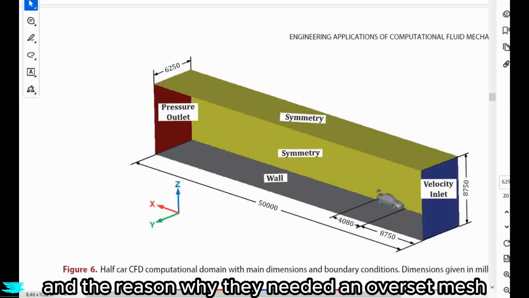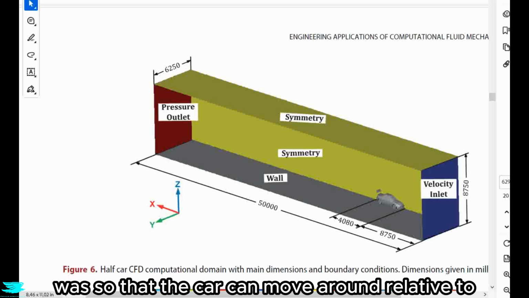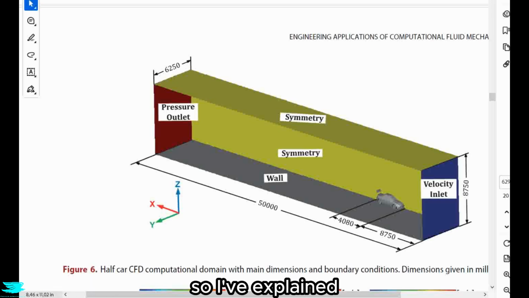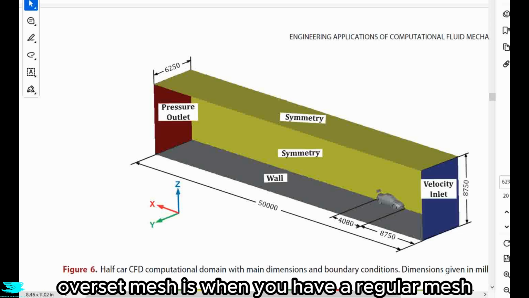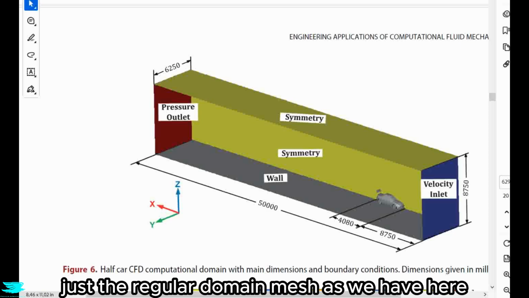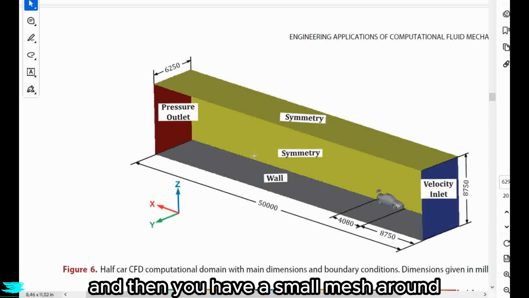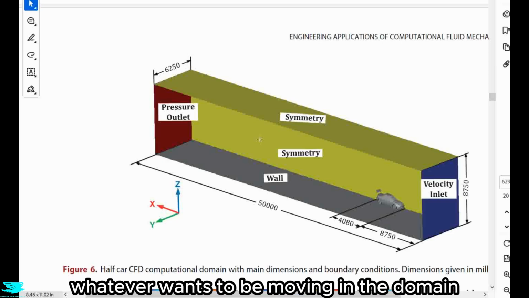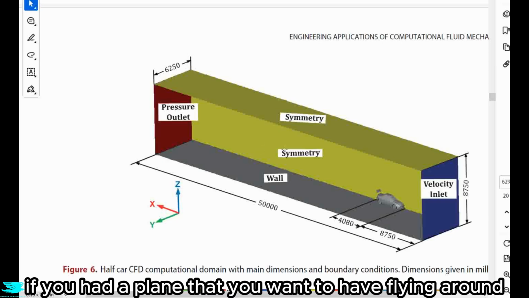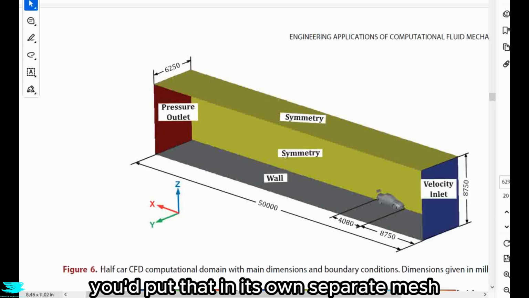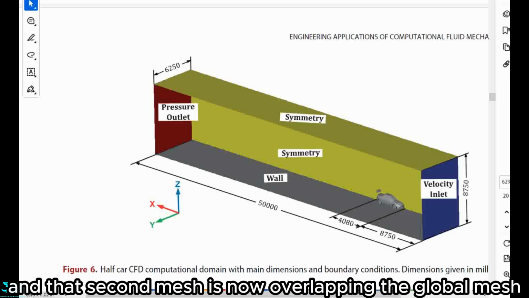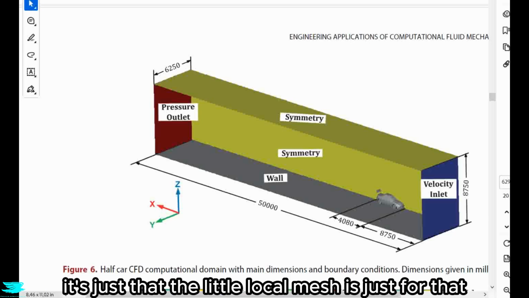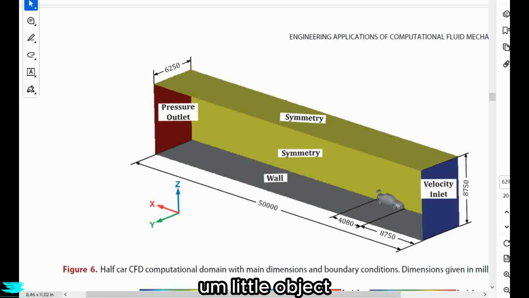And the reason why they needed an overset mesh was so that the car can move around relative to the ground. I've explained what an overset mesh is in past podcasts, but just to recap it briefly here, an overset mesh is when you have a regular mesh, just the regular domain mesh as we have here, and then you have a smaller mesh around whatever wants to be moving in the domain. So if you had an airplane that you wanted to have flying around, you'd put that in its own separate mesh. Here is the car. And that second mesh is now overlapping the global mesh. Both meshes exist still. It's just that the little local mesh is just for that little object.